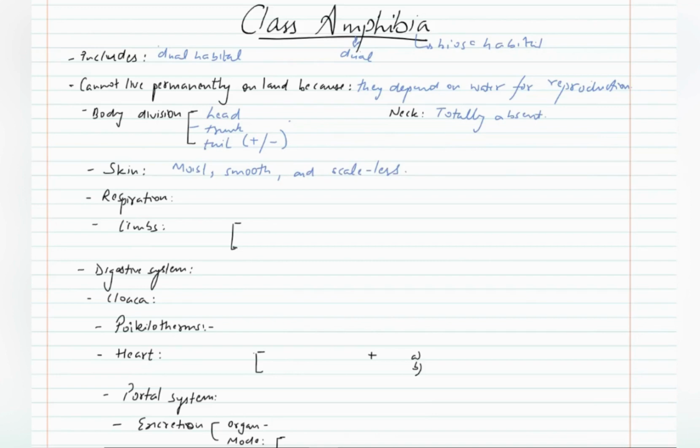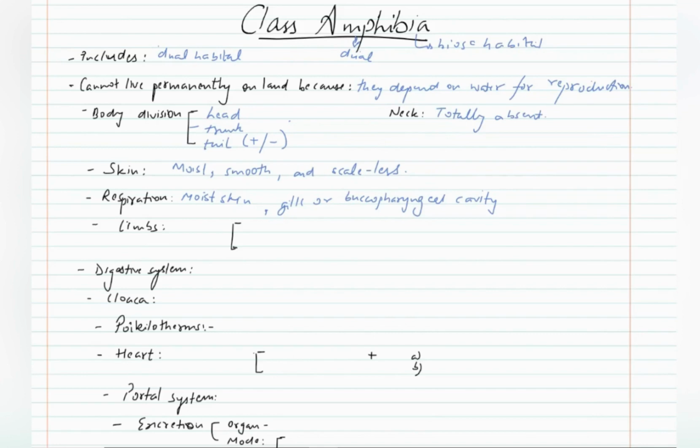Respiration may be through moist skin. It may be through gills or buccopharyngeal cavity. Bucco means cheeks, pharyngeal means pharynx, so they can respire either through their moist skin or through gills or by using their cheeks and the pharynx.